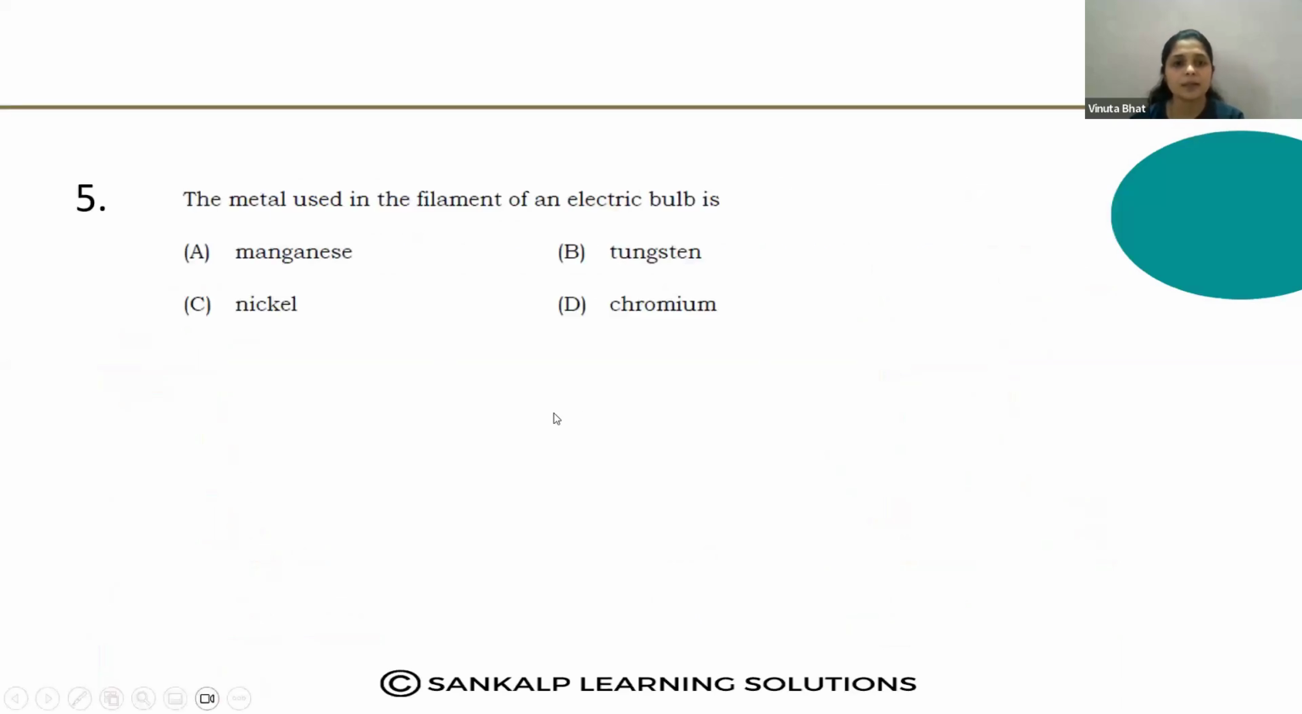Next question. The metal used in the filament of an electric bulb is option A, manganese, option B, tungsten, option C, nickel, option D, chromium. Here, manganese is not used, nickel is also not used, chromium, no. The correct answer is tungsten. Option B is the correct answer, that is tungsten.